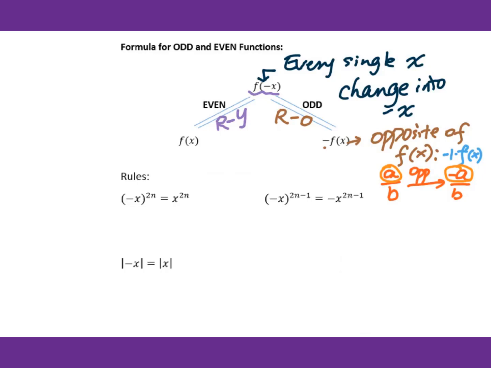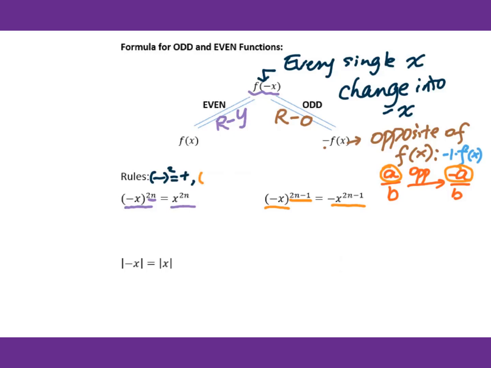Here are some rules for negative x. When negative x is raised to an even power, you get x to the even power. If negative x is raised to an odd power, you get a negative sign, then x to the odd power. How to understand this easily? Think about the negative sign now. We know a negative sign squared is a positive.